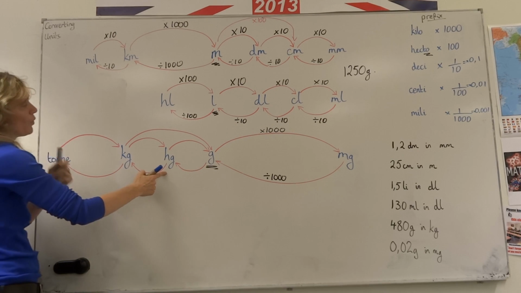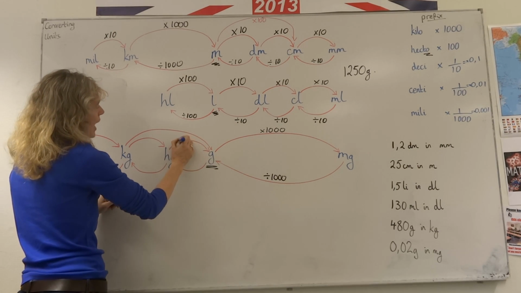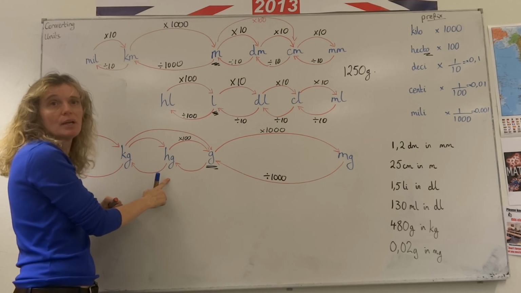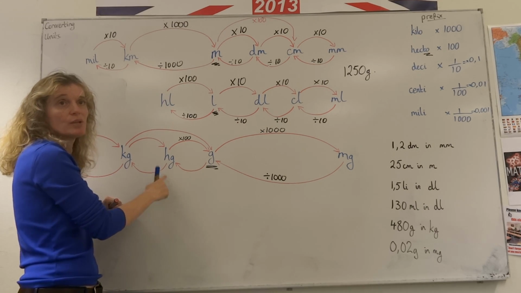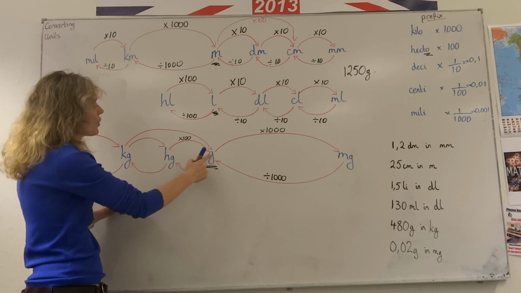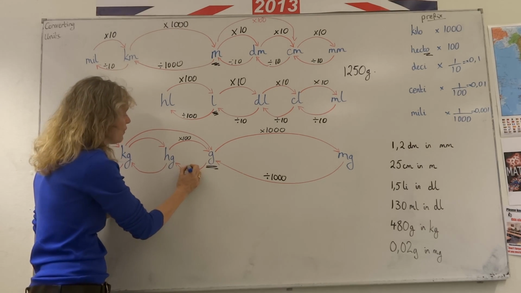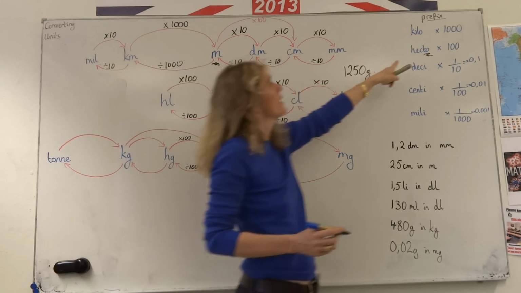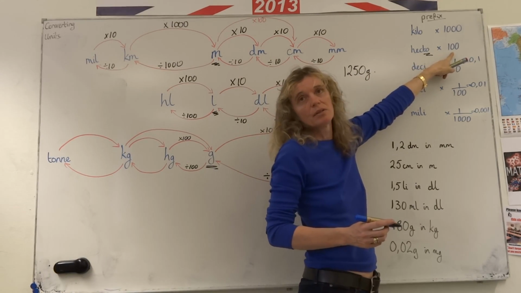Grams to hectograms. Well, here you have to think of sweeties, okay? 1 hectogram is 100 grams when you're buying your Saturday sweets. Grams to hectograms, we'd have to divide by 100. The word hecto always means 100 times.